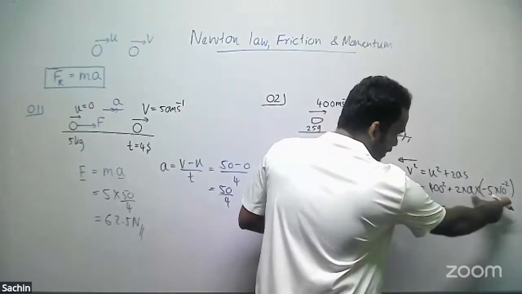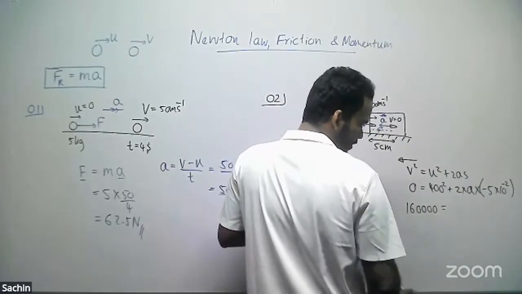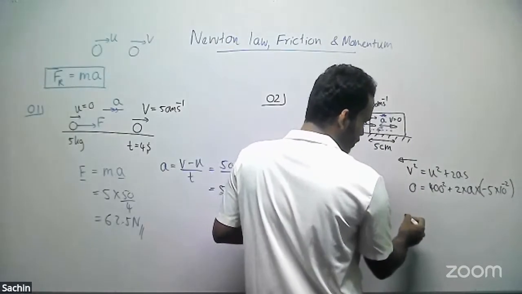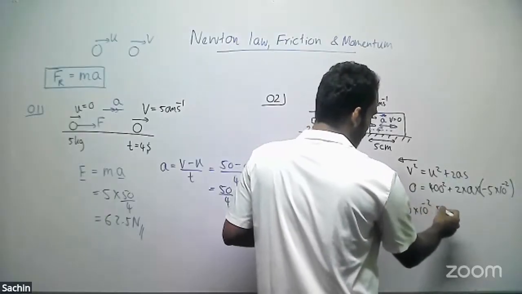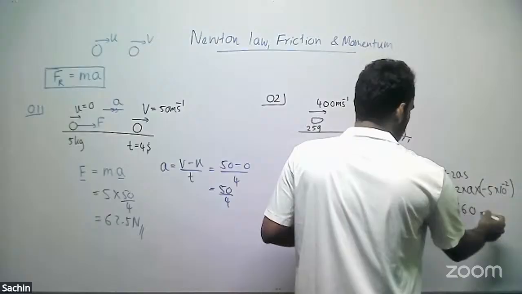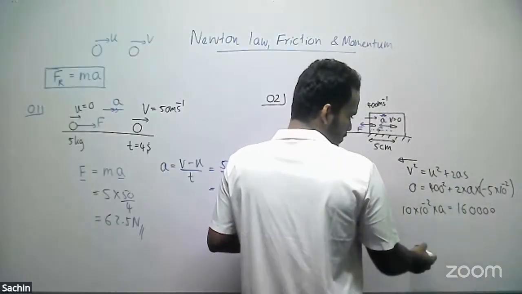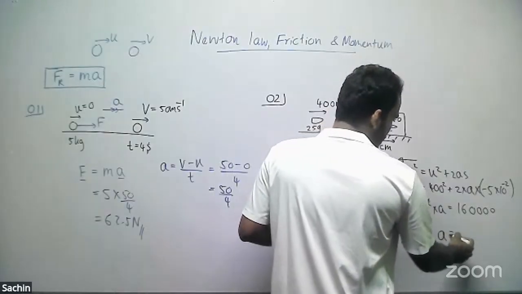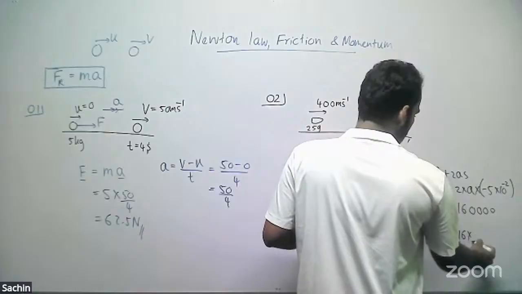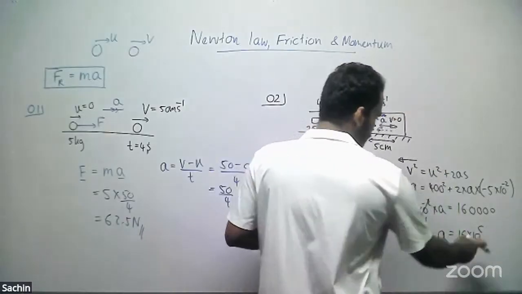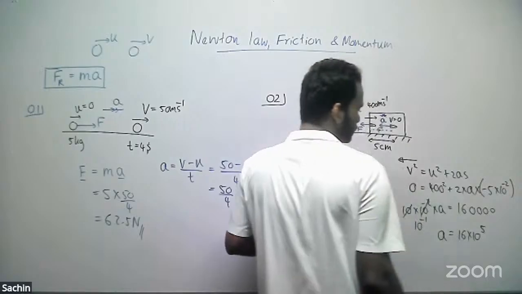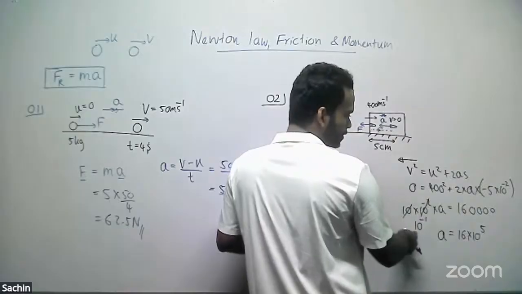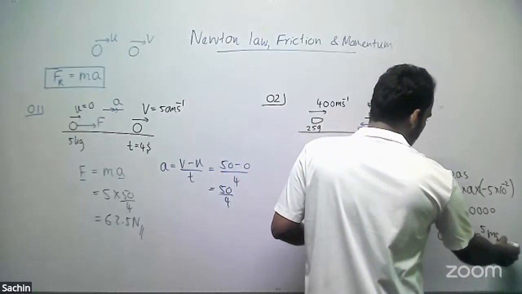We take the minus sign and mark the sides. Let's write it as it is. So 10 into 10 to the power minus 2a is equal to 16,000. So here 10 to the power minus 1. So acceleration is equal to 16 into 10 to the power 5. A very huge value. There are 4 zeros with the 16, and when the minus 1 goes to the other side it becomes 5, right? Meters per square second.